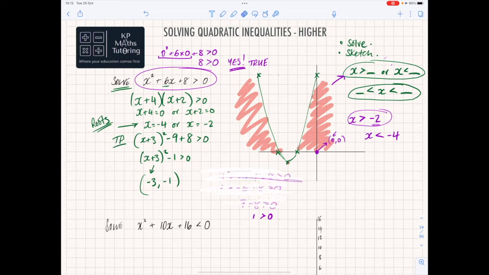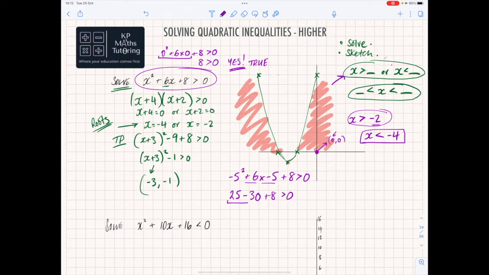Now, let's try it with the other answer I've got here. So I'm saying x is less than minus 4. So it can't be minus 4, which means it has to be minus 5. So I substitute in minus 5, so minus 5 squared plus 6 times minus 5 plus 8 is greater than 0. Well, let's double check that. Minus 5 squared is 25, and then 6 times minus 5 is minus 30, plus 8 is greater than 0. Well, 25 minus 30 is minus 5. Minus 5 plus 8 gives me 3, which is greater than 0. So that works for that as well.